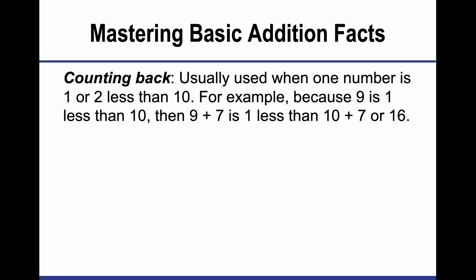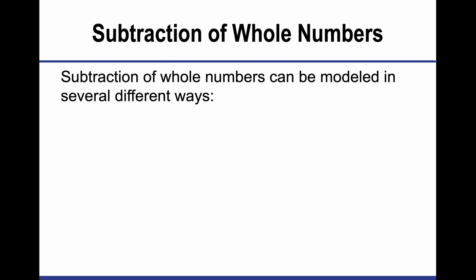Counting back is usually used when one number is 1 or 2 less than 10. So for example, because 9 is 1 less than 10, then 9 plus 7 is 1 less than 10 plus 7. Now, a lot of us learn to do hand tricks and things like that. We're trying to avoid that. So again, we're trying to borrow 1 from 7, and that makes it 10. So 10 plus 6 with that borrowedness is going to be 16. So we're trying to count back to groups of 10.